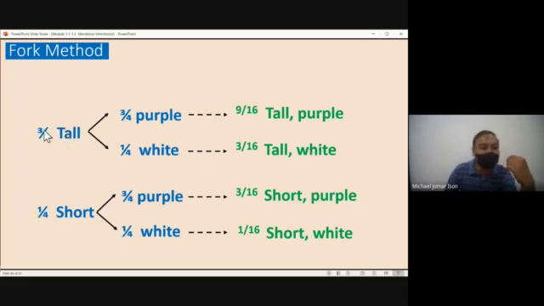On the other hand, tall going to the white, so you have a tall white here. And then 3 times 1 is 3 as a numerator. 4 times 4 is 16 for the denominator. So 3/16 tall and white. The same thing here: short and purple, 1 times 3 is 3. 4 times 4 is 16. So you get 3/16. And then 1 times 1 is 1, and 4 times 4 is 16. So you have a 9:3:3:1 ratio, which is a little bit faster compared with the Punnett square. So that's how you're going to be doing that when you're being asked for the phenotypic ratio.